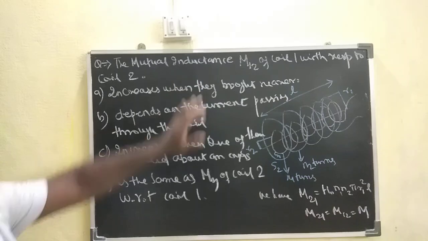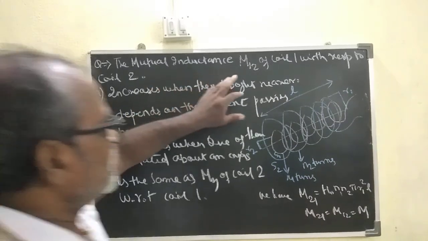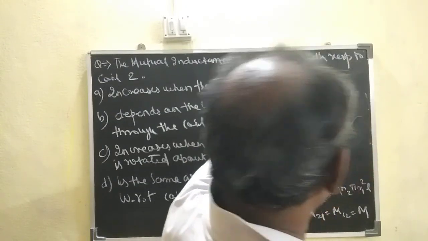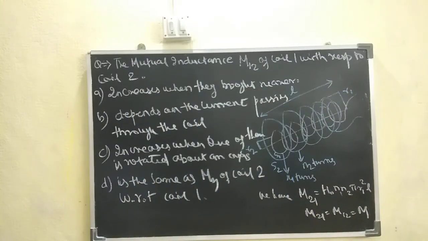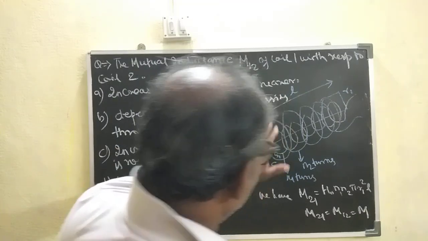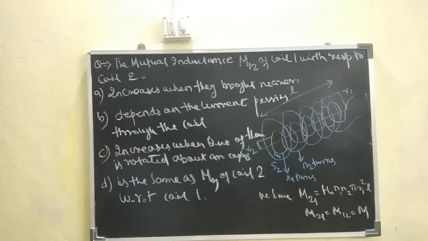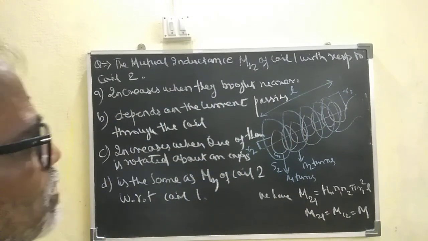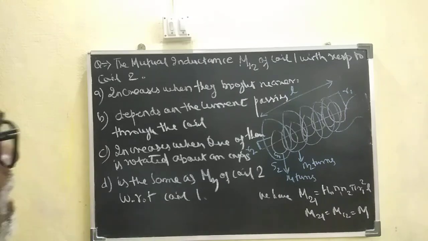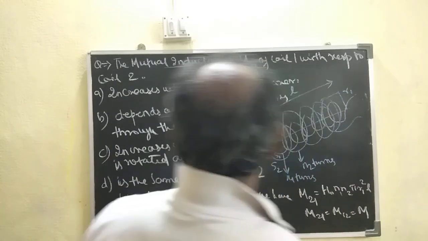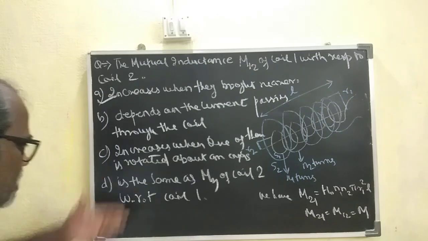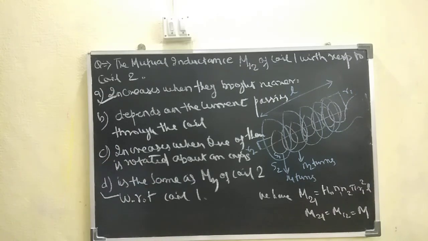एक और प्रश्न है mutual inductance के ऊपर. The mutual inductance M12 of the coil 1 with respect to the coil 2. You can see the figure over here. There are two coils here. Now what happens if the coils are brought nearer? Then there is an increase when they are brought nearer. That means the mutual inductance increases when the coils are brought nearer. So our first option is correct as well as option D is correct.